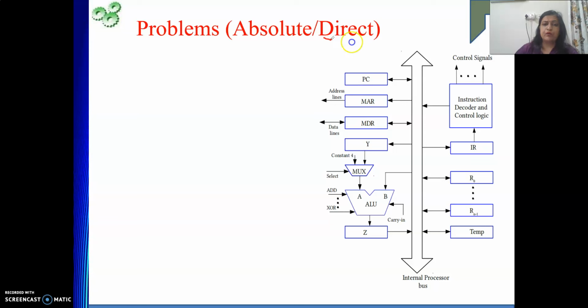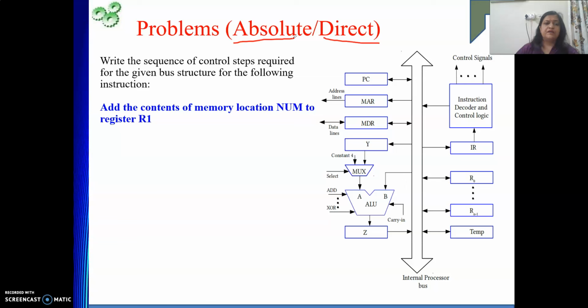Hope you remember direct mode, another name is absolute mode, right? So here it is said, write the sequence of control steps required for the given bus structure, that means for this diagram, for the following instruction. What this instruction is telling you to do: add the contents of memory location num to register R1. That means num will be part of the instruction, but it is not data, it is your memory location. In this memory location, something is there that you need to add to register R1. So you need to bring it from memory, right?